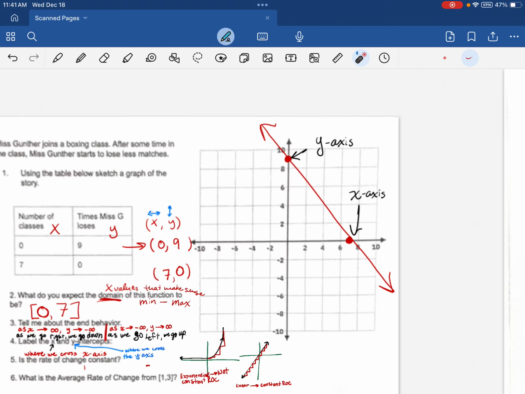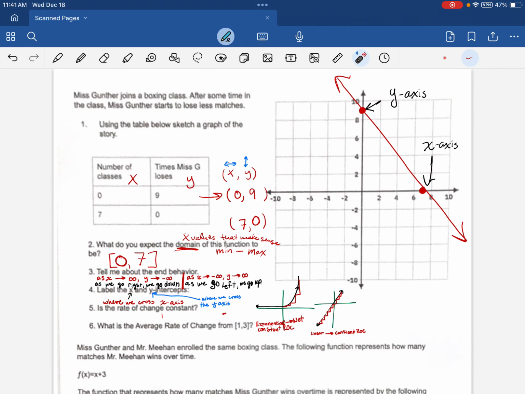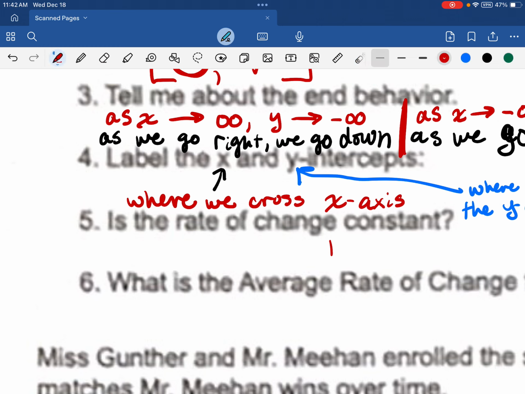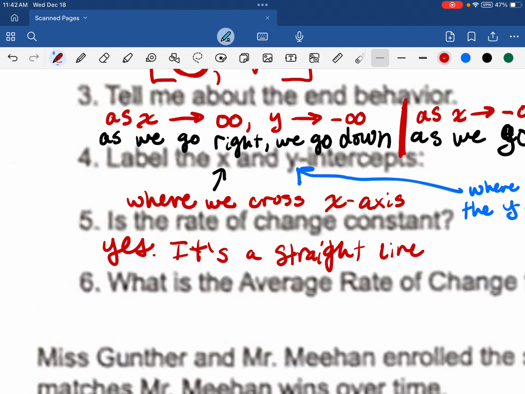So, if we look at our picture, this is a straight line. It looks like I'm adding, or in this case subtracting, or adding by a negative number, the same number each time. Is the rate of change constant? We're going to say yes, because it's a straight line.